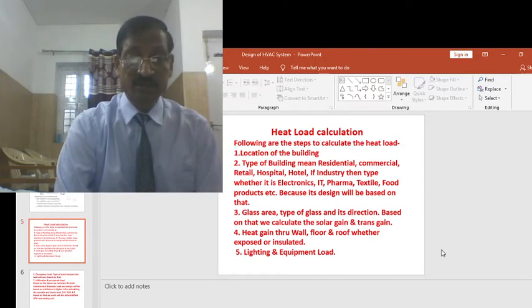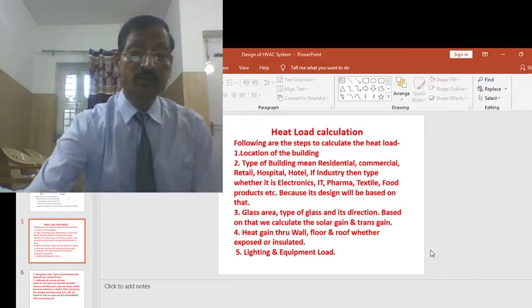Number three, the glass area, type of the glass and direction. Based on that, we calculate the solar gain and transmission gain. Then heat gain through the wall, floor, roof, whether exposed or insulated. Then lighting and equipment load.